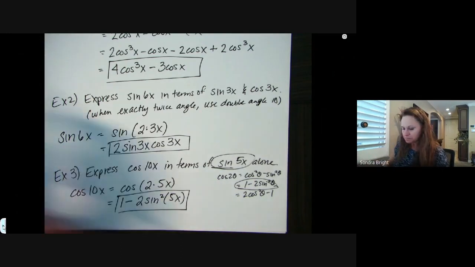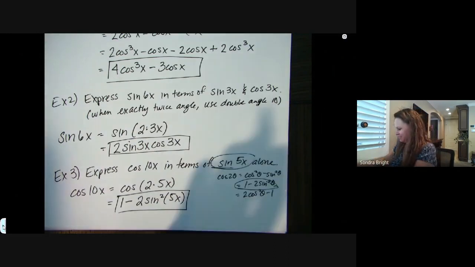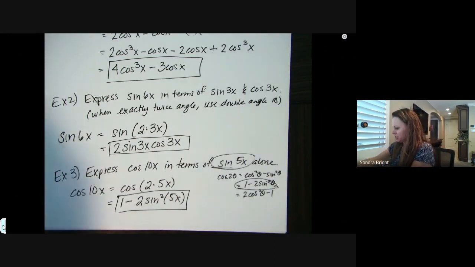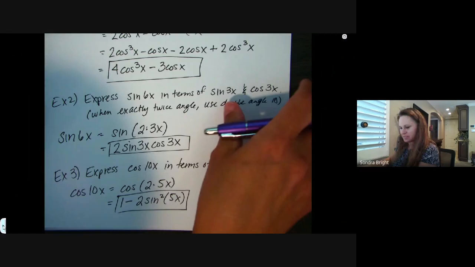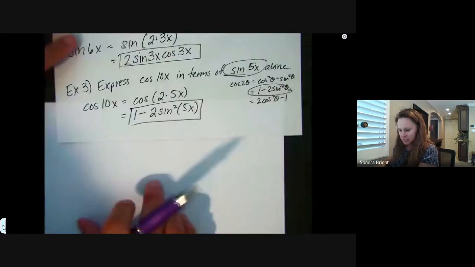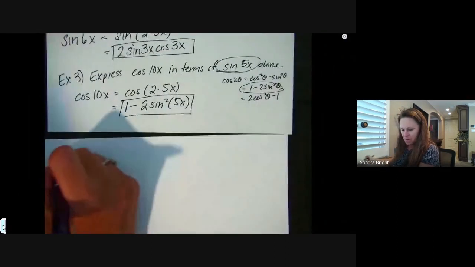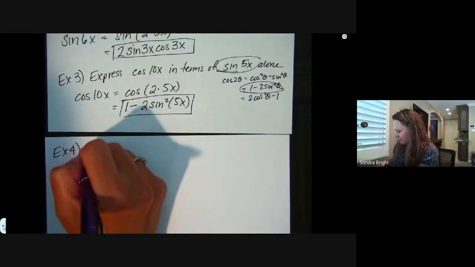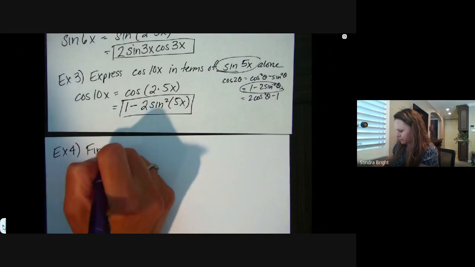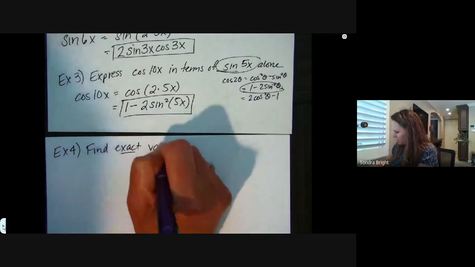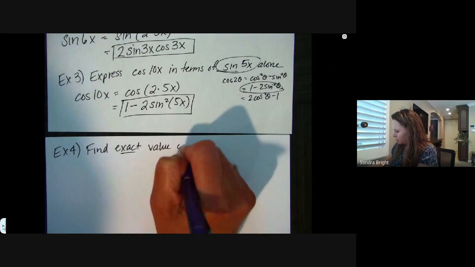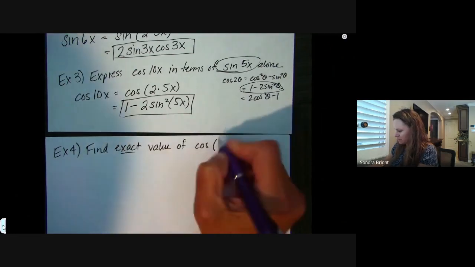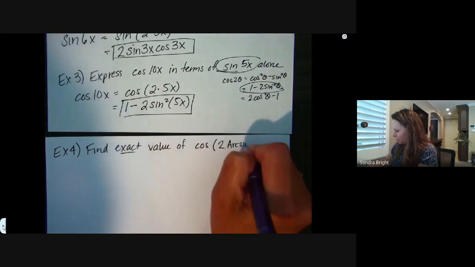Okay, so that's how you handle those ones. Just rewriting, using the identities. Let's do this one. Let's find the exact value of cosine of 2 times arc sine of 1/3.